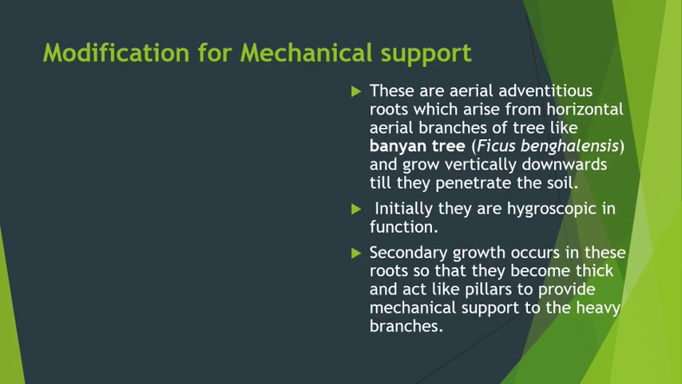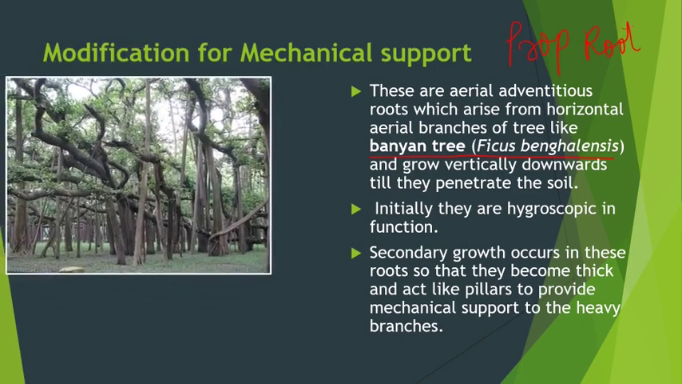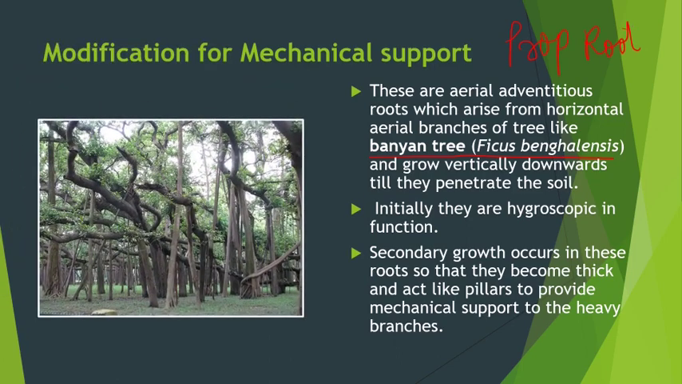You can see such type of modification in case of banyan tree, that is Ficus bengalensis, and these roots are called prop roots. Banyan tree is a very huge tree with heavy branches. It has a taproot below, but the weight of the branches cannot be borne by that taproot. So aerial roots arise from the nodes, and they start penetrating towards the soil. They are hygroscopic initially, and when they penetrate the soil, these props act as pillars, providing mechanical support to the heavy branches of Ficus bengalensis.